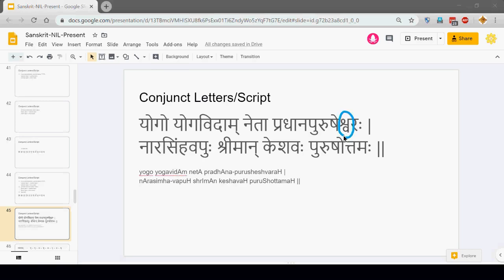After that, we have a conjunct here. This is a combination of sh and then there is va. It's not ksha, I confused it with the other special one, ksha. This is shva. Shvaraha. Good. Okay. Next line. Narasimha vapuhu. Yes, Narasimha vapuhu.